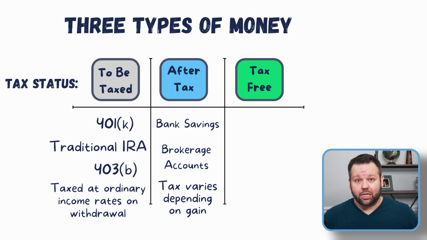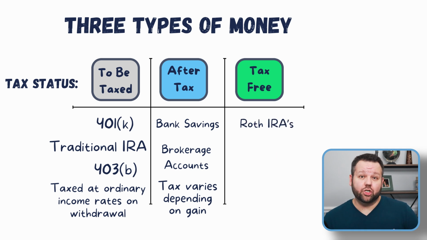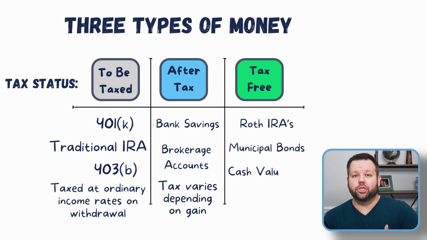Finally, the third type of money, you have your tax-free money. Generally, that's Roth money, although it could be other things like municipal bonds or cash value life insurance. These are accounts that don't trigger additional taxation when you access money from them.